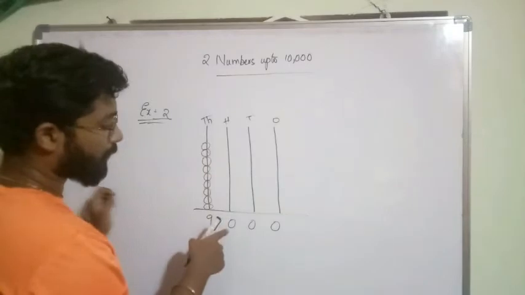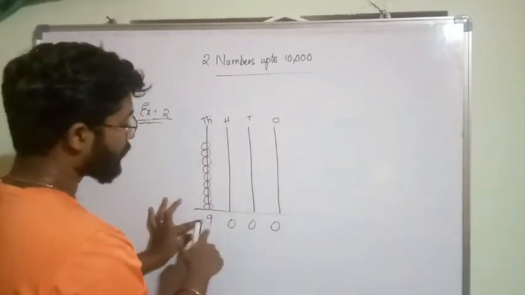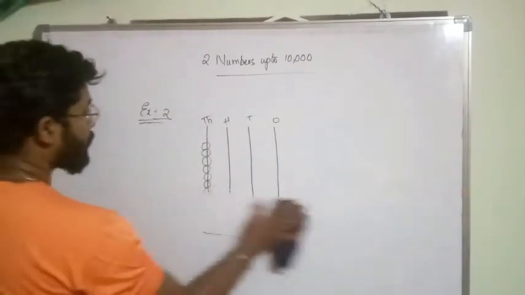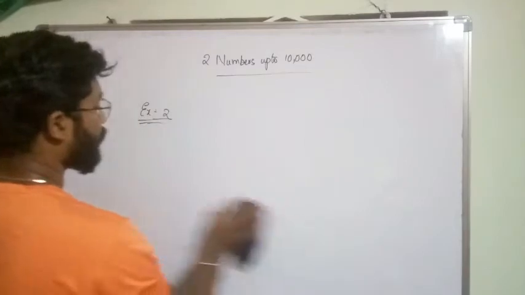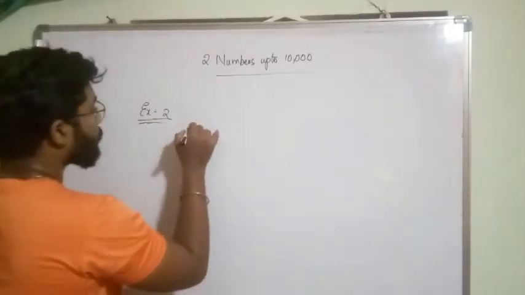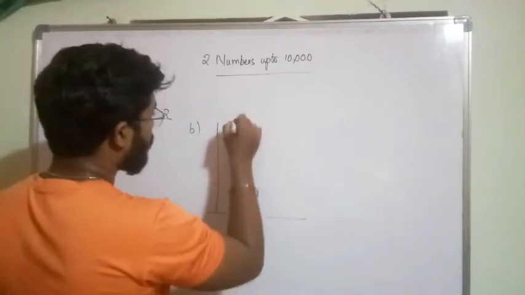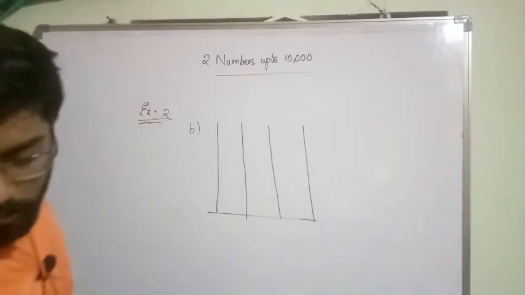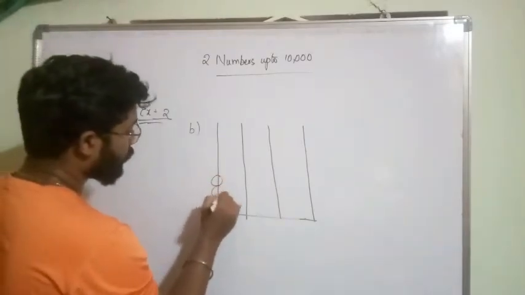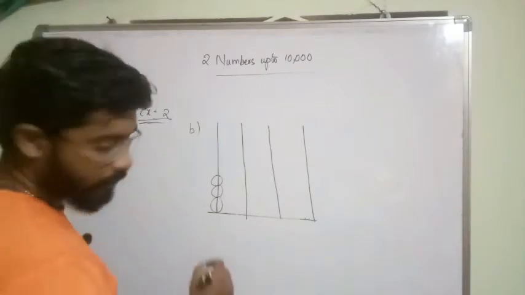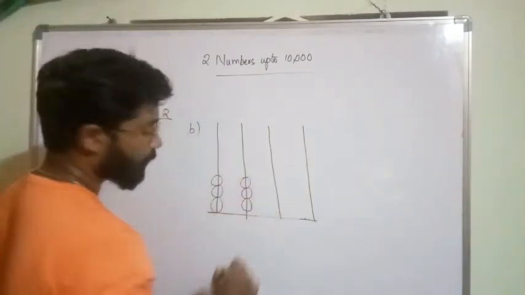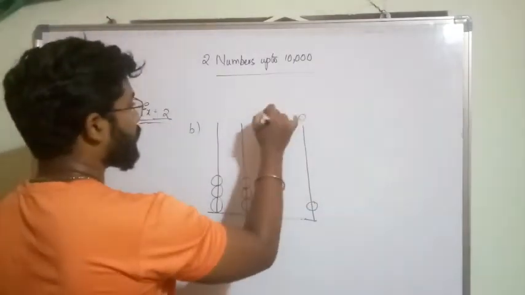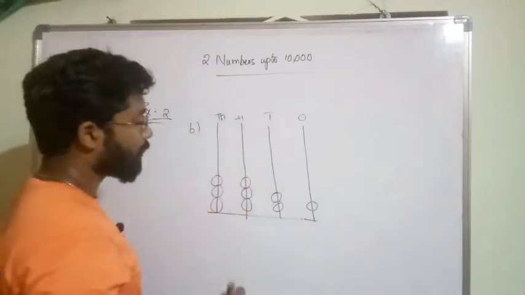Ones, tens, hundreds, thousands. Okay, so in the thousands place how many beads do you have? 3. Here in the hundreds place also 3. In the tens place 2. In the ones place 1. What is the number? 3321. Okay, this is the solution. So we have completed this exercise, example 2.